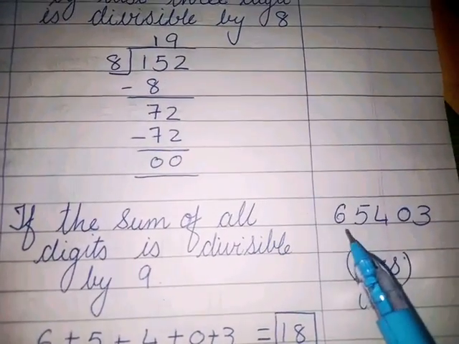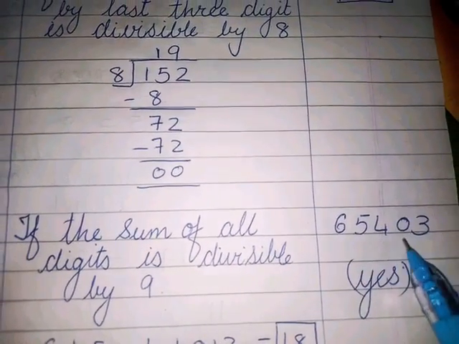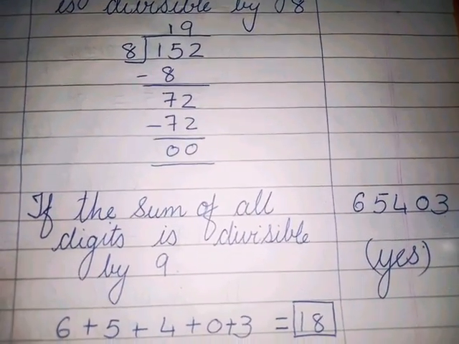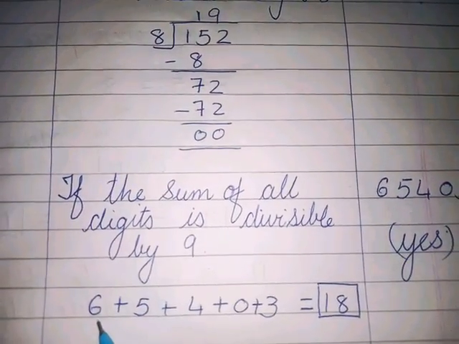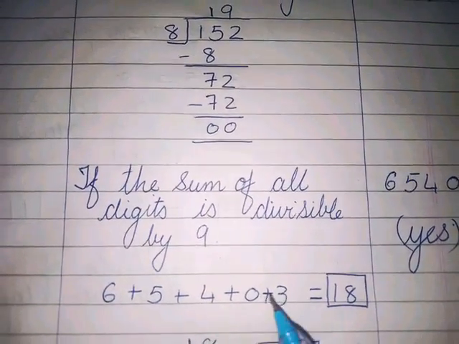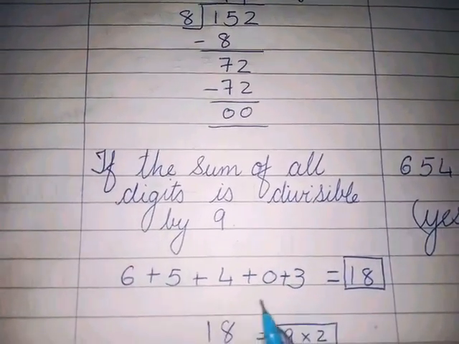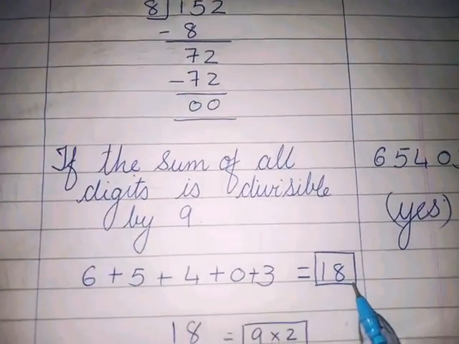For example, take this 65403. Just add the digits. That is 6 plus 5 plus 4 plus 0 plus 3. Then what will be the total of all these numbers? The total will be 18.